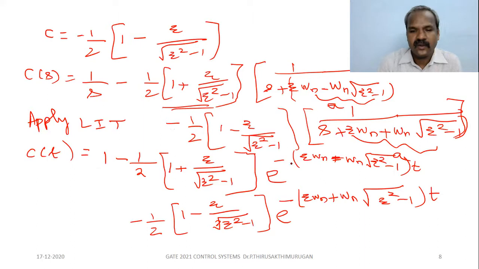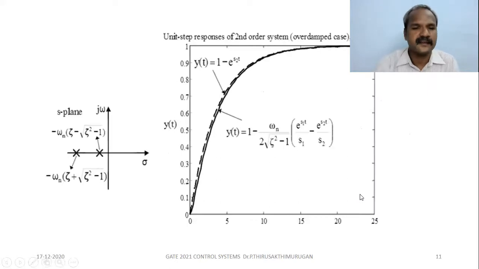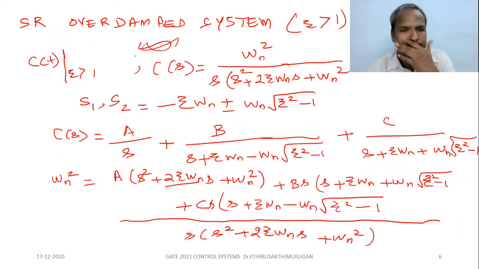Similar to that, we can put t equal to 0. When t equal to 0, e power minus 0, e power 0 is 1. So similarly here, if we substitute, we will be getting 0 value. So C of t equal to 0 at t equal to 0. Okay. Similarly, when t equal to infinity, it settles at 1. So this is the overdamped response of a second order system.